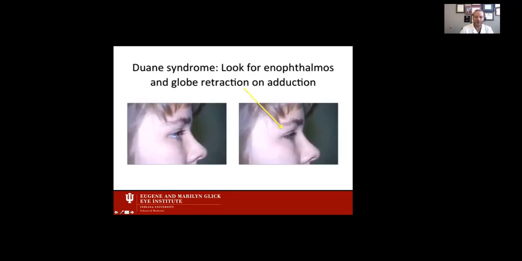And enophthalmos and globe retraction. This is the other hallmark that can really help identify Duane syndrome versus a 6th nerve palsy. Here's this young lady in the primary position, and now she's going to attempt to look to her left, so looking away from us. And look how the fissure narrows. And that's because the globe is being retracted as the medial rectus pulls against this restricted and non-innervated, non-relaxing lateral rectus. So that's really a nice hallmark to help you differentiate Duane syndrome.